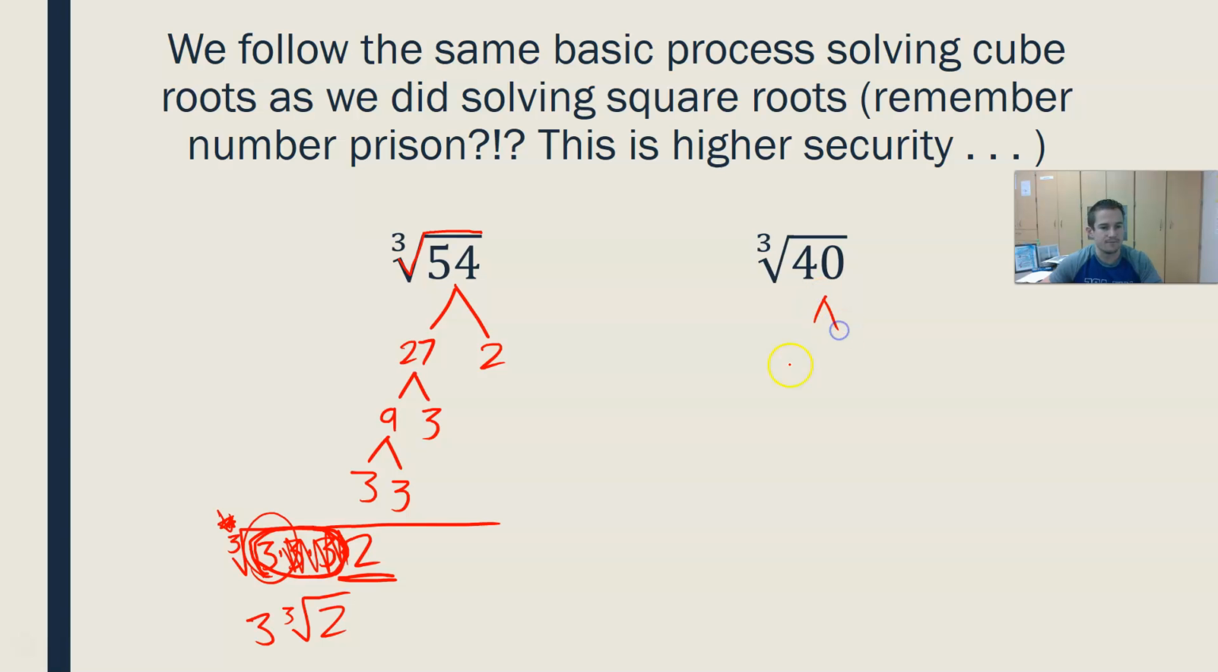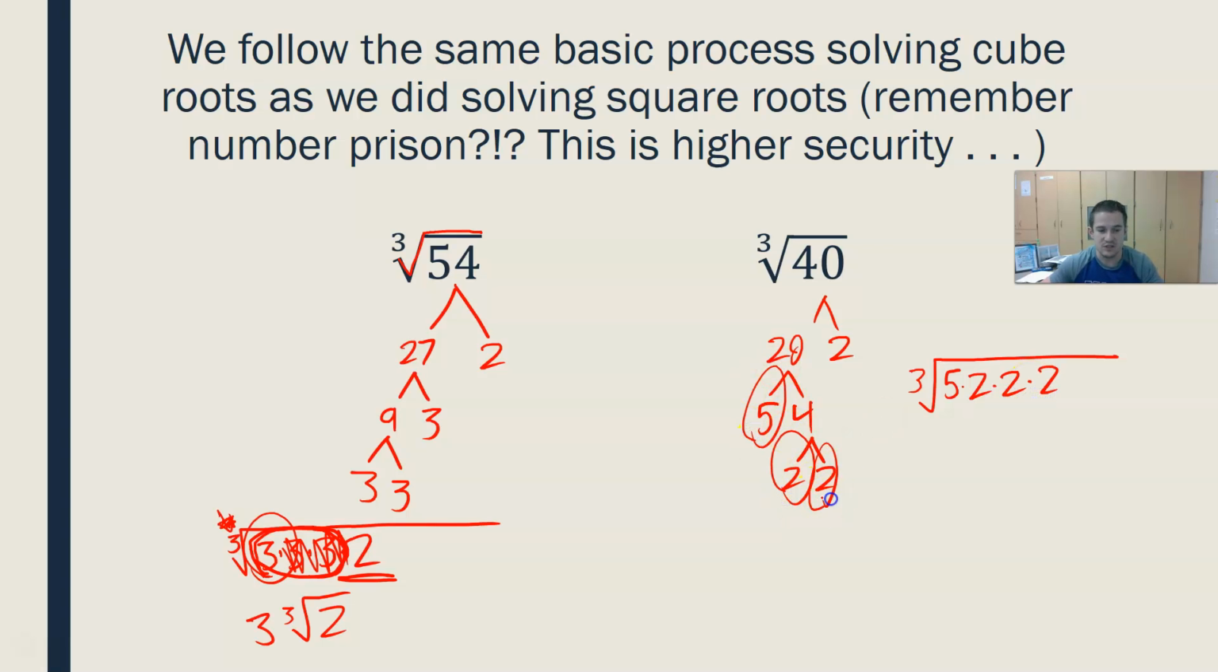Let's look at 40. 40 is 20 times 2. 20 is 5 times 4. 4 is 2 times 2. So if I write all those prime factors under my cube root number prison, I get 5 times 2 times 2 times 2. Remember, I always try to write my factors in decreasing order from biggest to smallest.